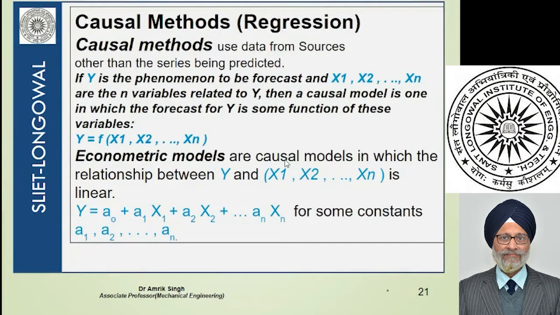Econometric models are causal models in which the relationship between y and x1, x2 is linear. We can have some other trend also. If it is non-linear, then we can have this kind of relation. That means y is equal to a0 plus a1 into x1 plus a2 into x2 plus a3 into x3 and so on. The last term will be an into xn, where a1, a2, a3 up to an are constants. So this gives a mathematical model by which you can establish a relation between y and x.